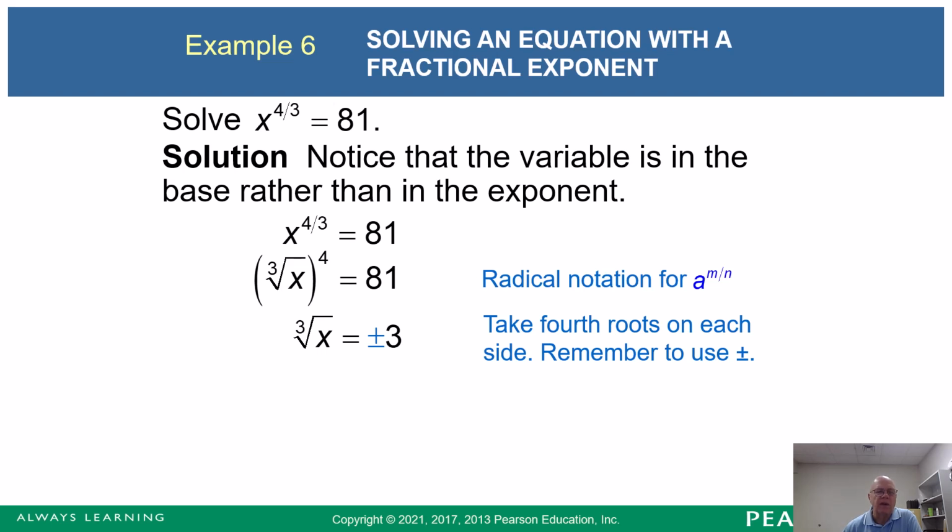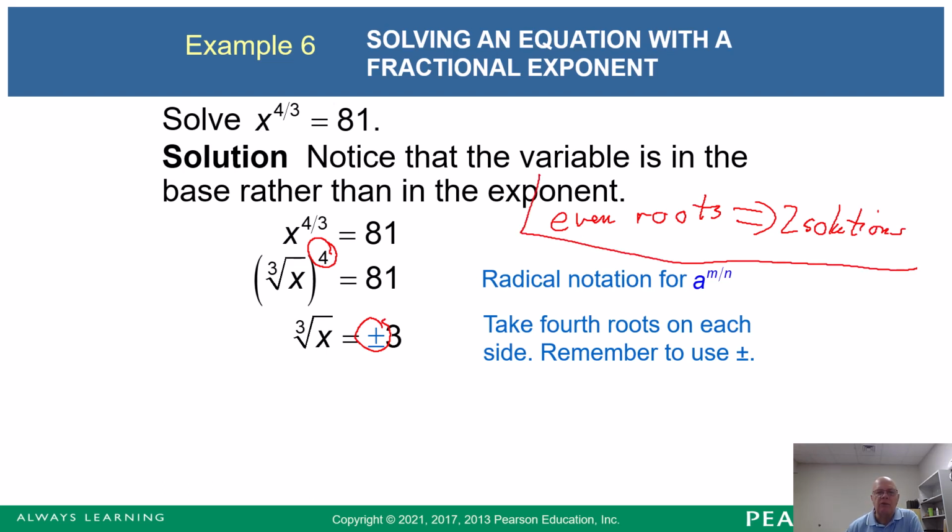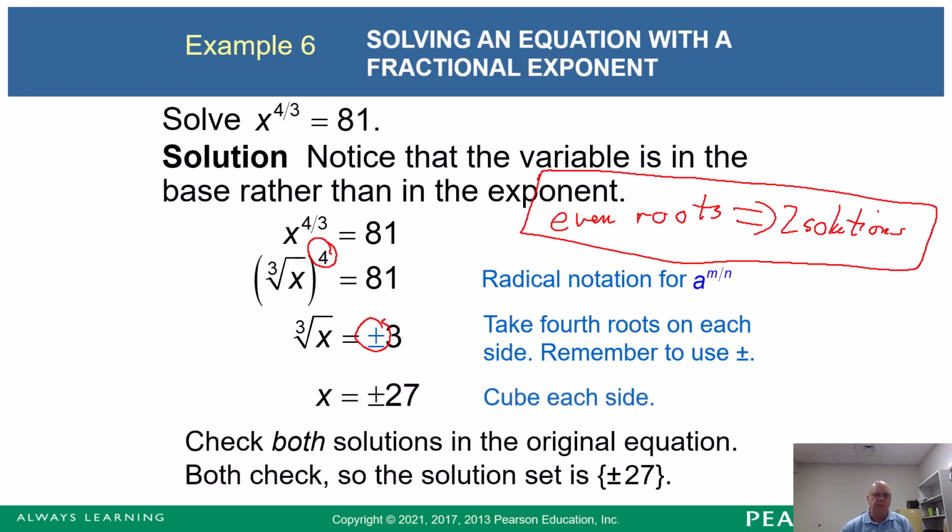Sort of unusual, but because they're taking the 4th root, that means you're going to get 2 answers instead of 1. Remember, even roots, two solutions. Okay, got that? Make a note to yourself. Check both solutions. Make sure you check each one carefully.